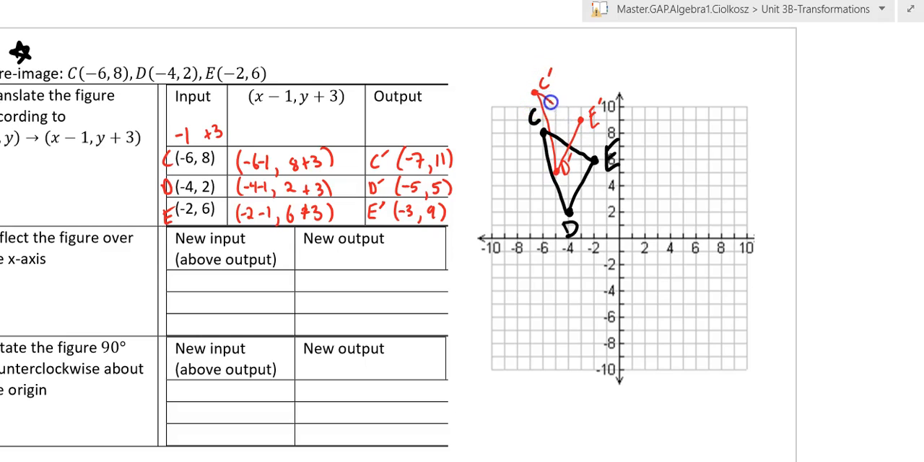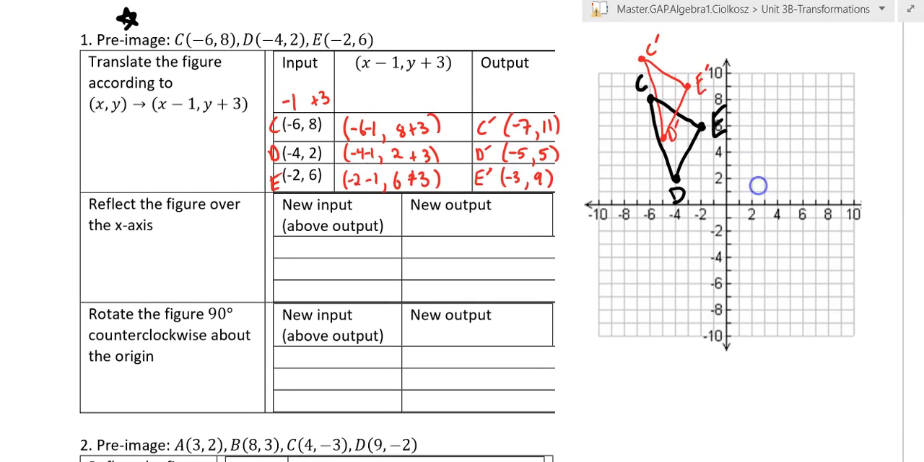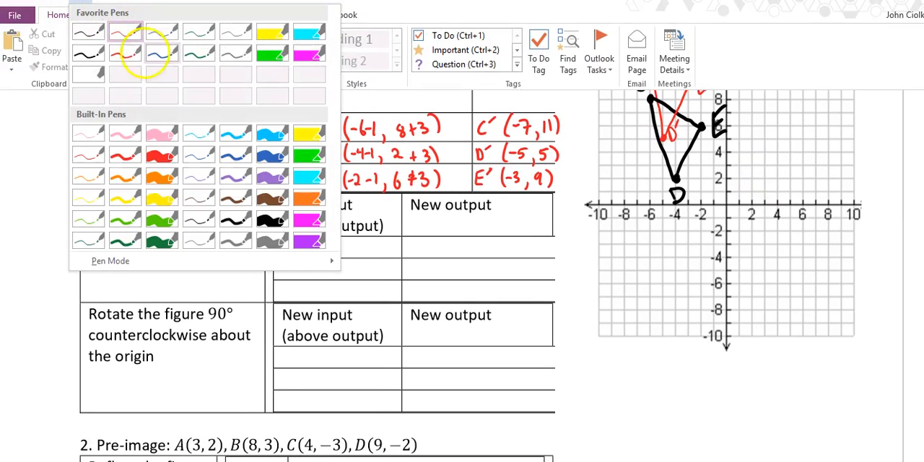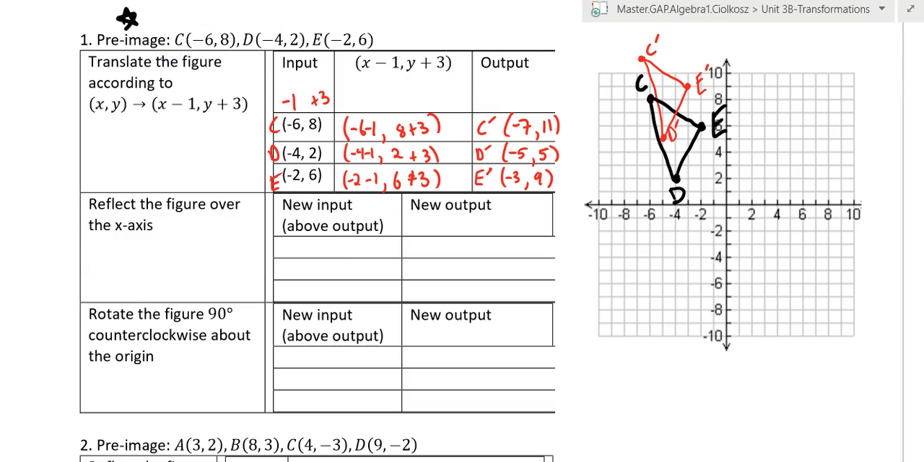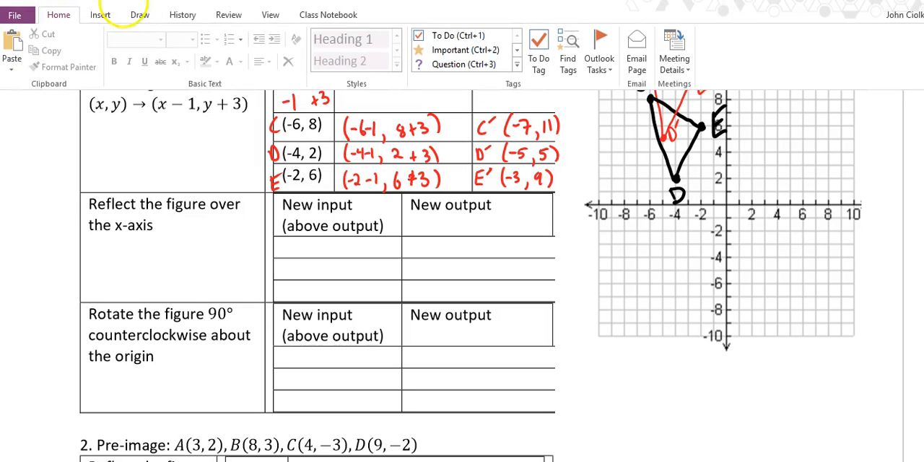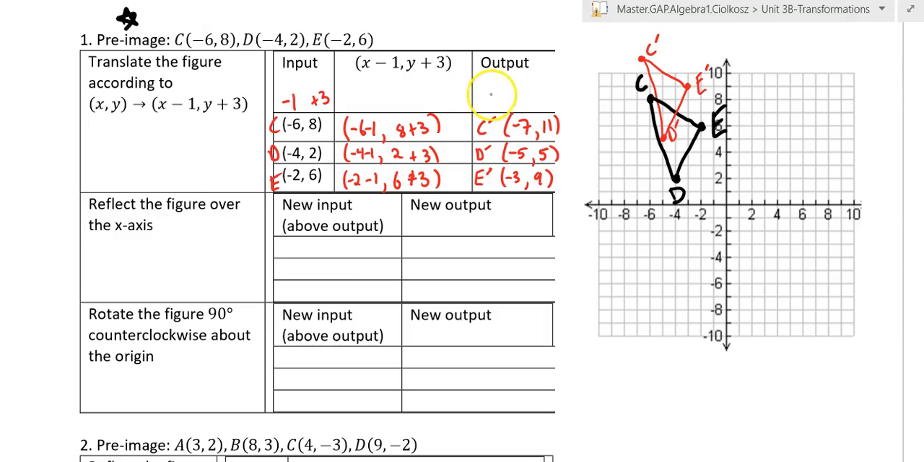Again, take your time with this. Like here, my C prime is a little off my graph. That's fine. Just have it be close. Alright. Now we're reflecting over the x-axis. So I'm going to do this one in blue. First, let's copy down our originals here. The above output we had was C prime, D prime, E prime, and my points were negative 7, 11, negative 5, 5, and negative 3, 9.